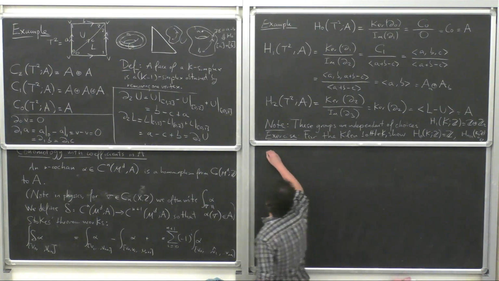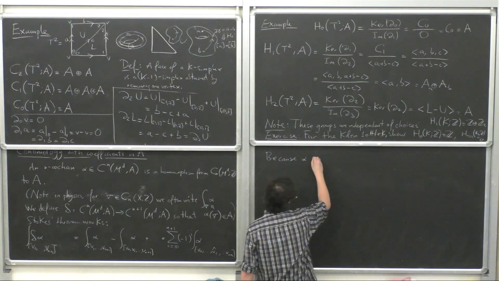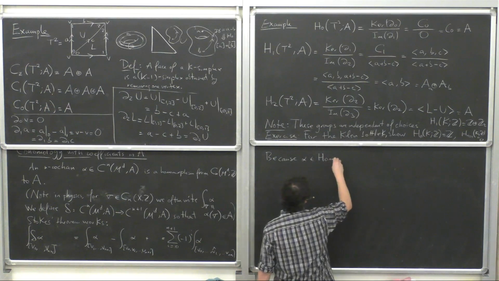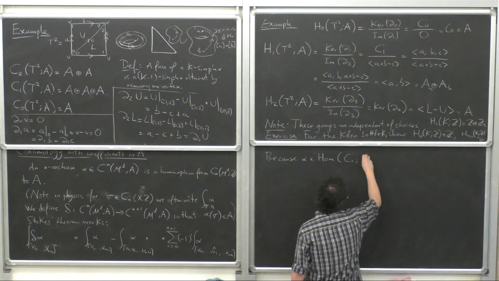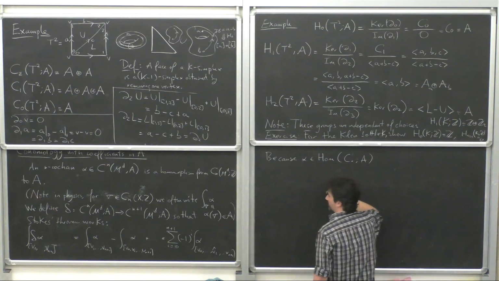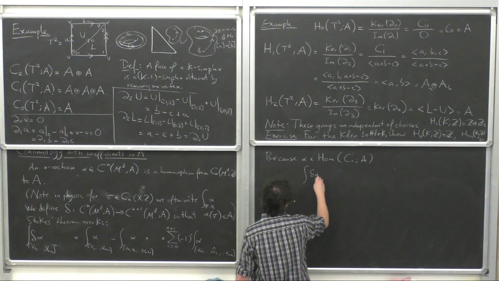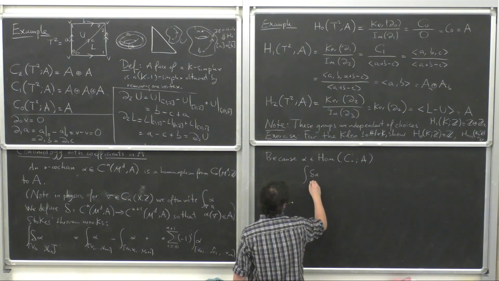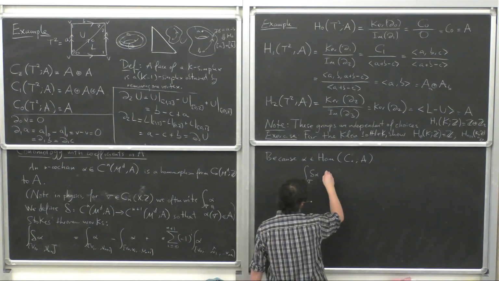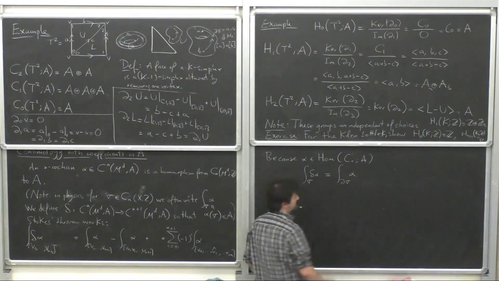Because alpha is a homomorphism, we have that the integral of alpha over any sigma is the integral over the boundary of sigma of alpha. So that's Stokes' theorem.